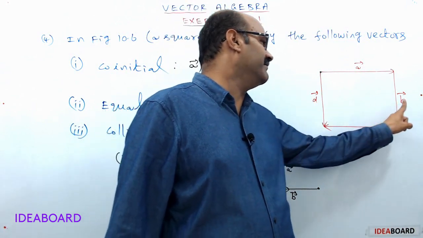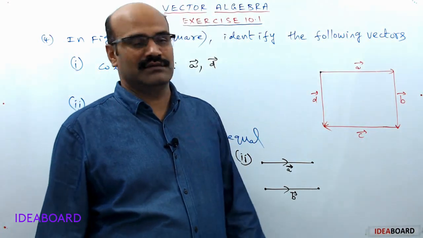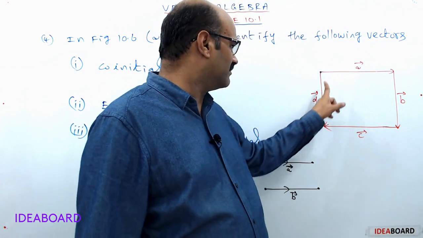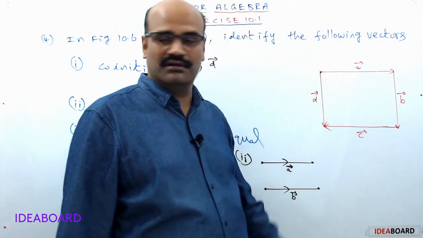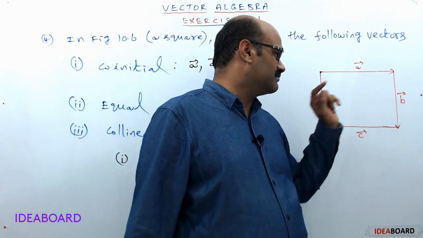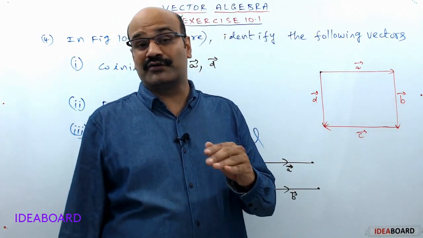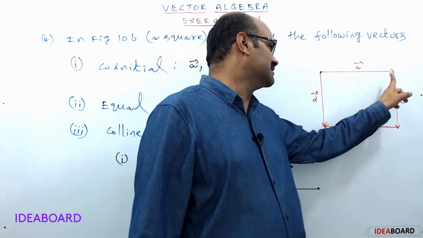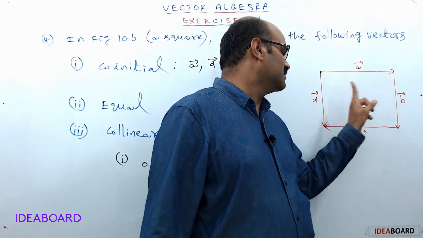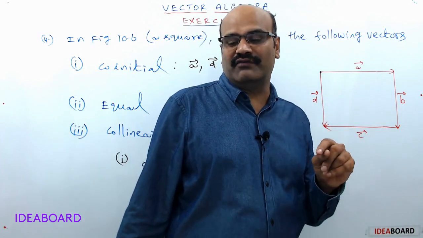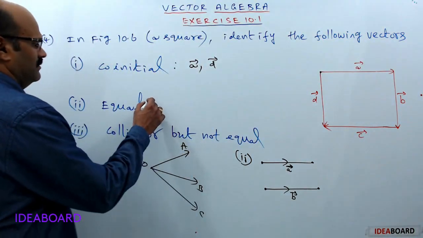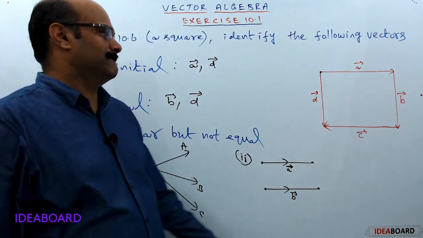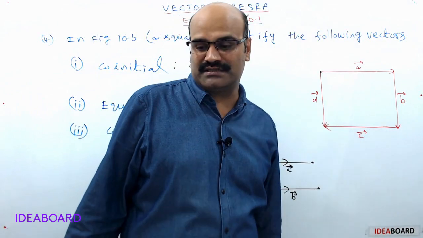Let us verify vector B and vector D. Vector B's direction is downwards, and vector D also has a downwards direction. Now the magnitude is also the same. Since the magnitude of these two vectors is the same and the direction is also the same, we say that these two vectors are equal vectors. So here vector B and vector D are equal vectors.